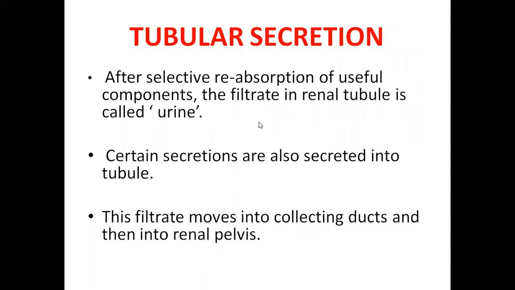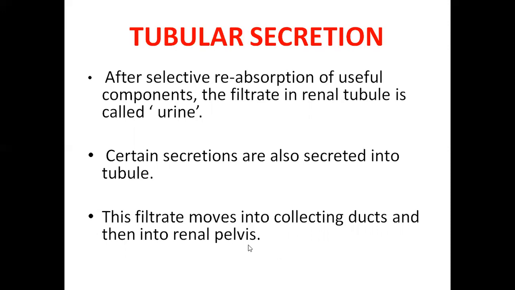And in tubular secretion, only those components are left in the filtrate which are not useful, and these not useful components actually constitute the urine. And certain secretions were also done in the tubule. That's why the step is precisely known as tubular secretion. And then that filtrate, which is now termed urine, moves through the collecting duct and finally into the renal pelvis, and from the renal pelvis it moves out of the kidney.